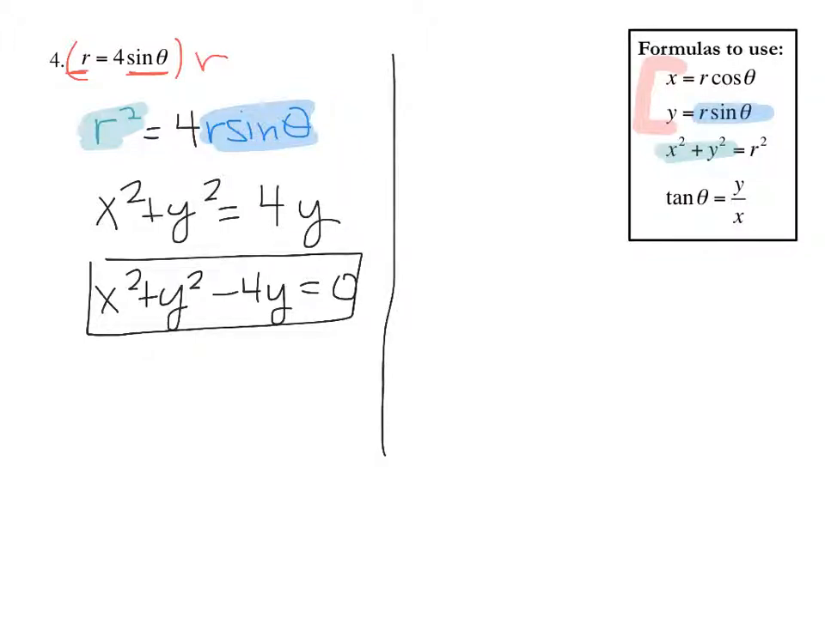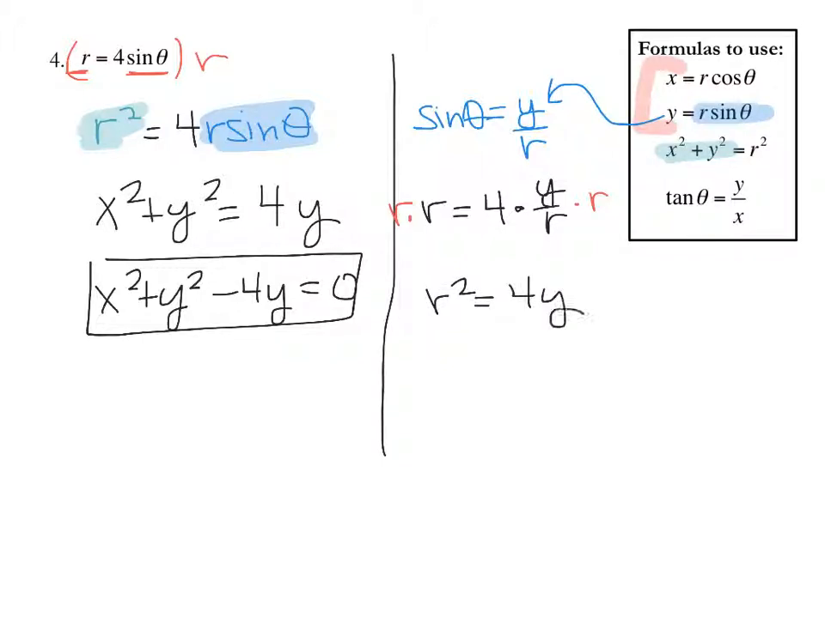The other way to do this one, this is the way I thought of originally, is to really focus in on that sine theta and say, well, I can solve it for sine theta. Sine theta is really y over r. And if I replace that, I would get r is equal to 4 times y over r. And then my next step would be to get rid of that r on the bottom, multiply both sides by r. We get r squared is equal to 4y, which we're almost at the same exact place we were before, just a different way of getting there.